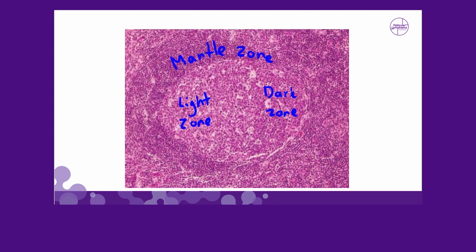On a closer look, you see the germinal center, which can be divided into dark zone and light zone, surrounded by the mantle zone of the normal B cells that are pushed to the periphery by the growing germinal center.